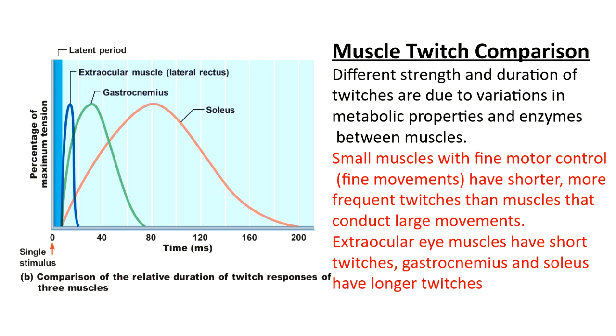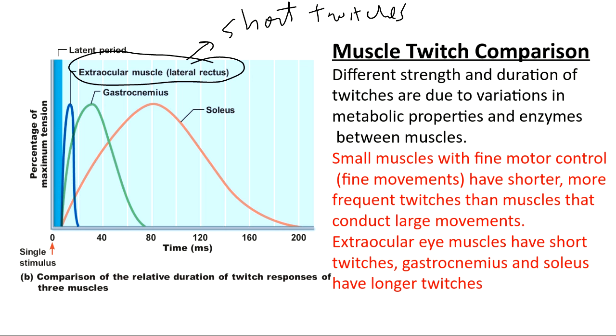Each muscle has different types of twitches. In general, muscles over which we have fine control are going to have short twitches, small twitches, if you will, and small motor units, meaning that one neuron will be in charge of only 1 or 2 little cells. These are the muscles that we have a lot of control over.